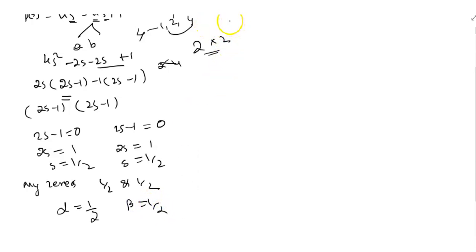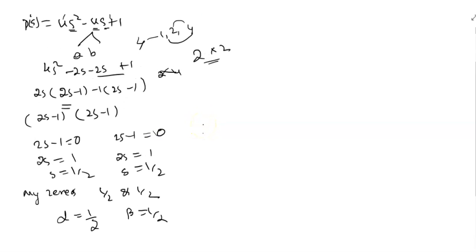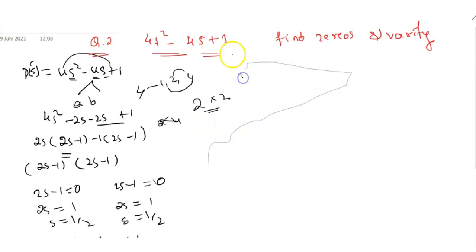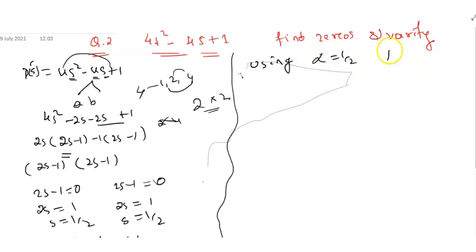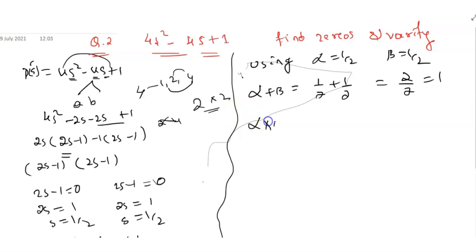I got the values of the zeros. Let's find out using zeros. Alpha is equal to 1 by 2 and beta is equal to 1 by 2. Let's find out the sum of zeros, alpha plus beta, which is 1 by 2 plus 1 by 2. Here it is 2 by 2, we will get 1. Then I'll find out the product of zeros, 1 upon 2 into 1 upon 2. It is nothing but 1 by 4.